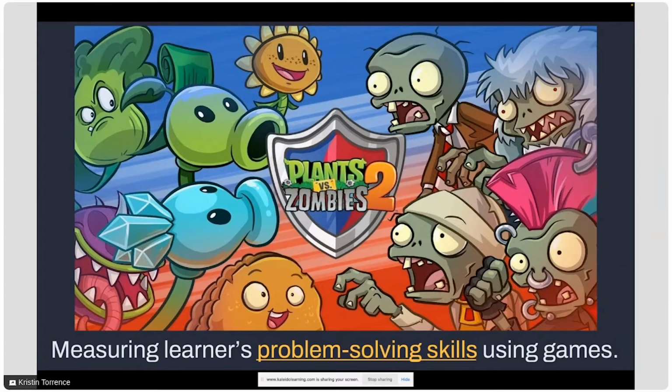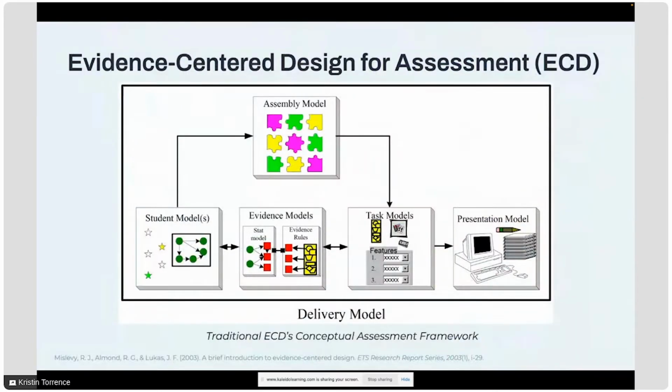And in both examples, the researchers used the measurement methodology called stealth assessment, which was really pioneered by a researcher recently retired, I believe, but out of Florida State. Her name is Dr. Valerie Shute. Her research is amazing, and it's based on the evidence-centered design for assessment framework from Ms. Levy, adapted to game-based learning. And so what is evidence-centered design?